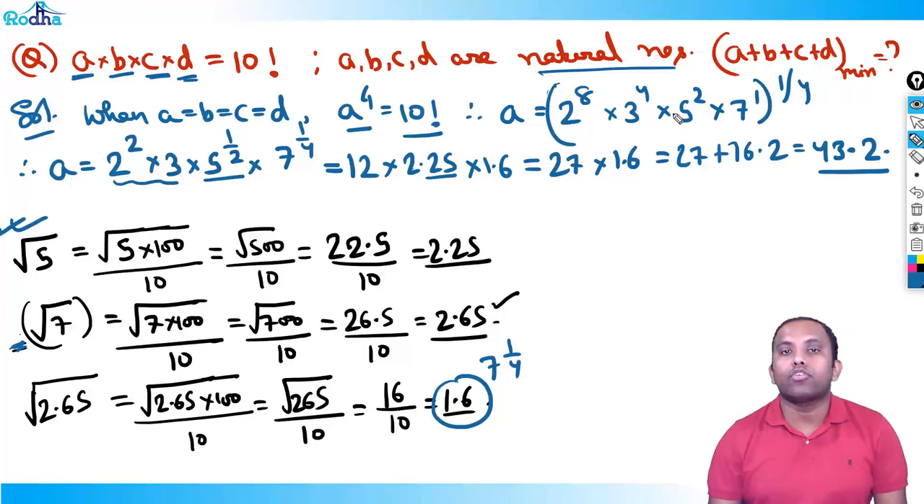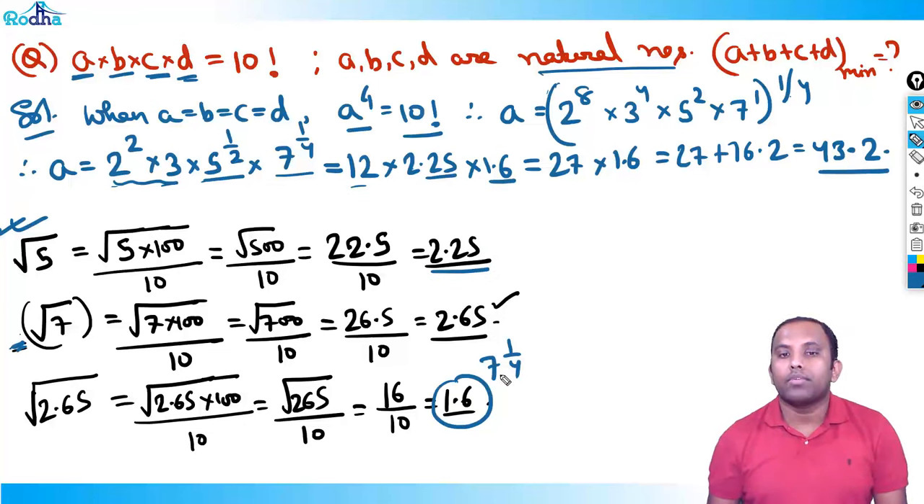We have discussed this kind of question so many times in the factorial chapter. So 2 raised to 8 into 3 raised to 4 into 5 square into 7 raised to 1, all raised to 1 by 4. Opening the bracket, multiplying every term by 1 by 4, it becomes 2 square, 3, 5 raised to half, into 7 raised to 1 by 4. What is root 5? Root 5 is 2.25.